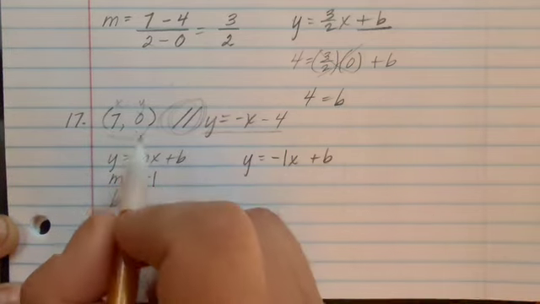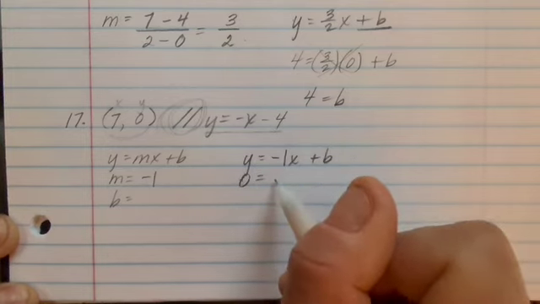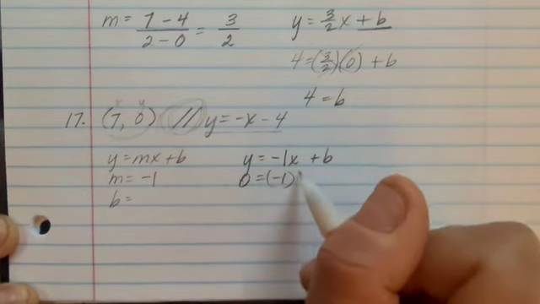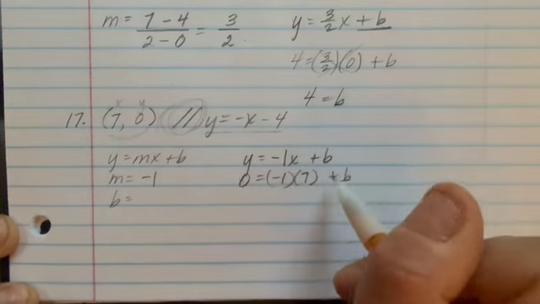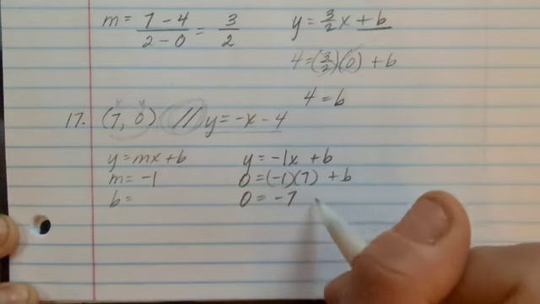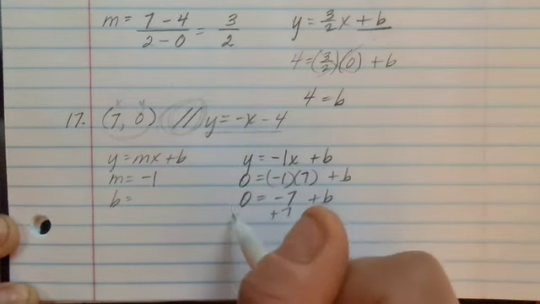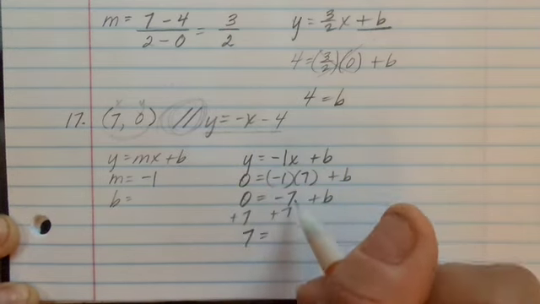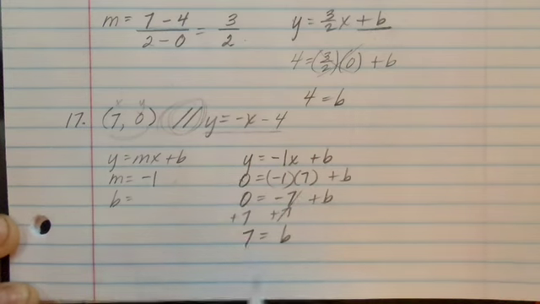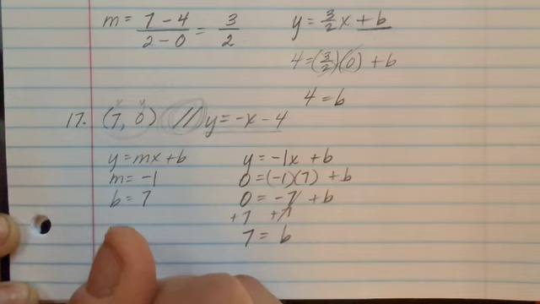Okay, y is 0, -1 times 7 plus b. 0 equals -7 plus b. Add the 7, and you get 7 equals b. Excellent. b is 7. I have what I need now to write my line.